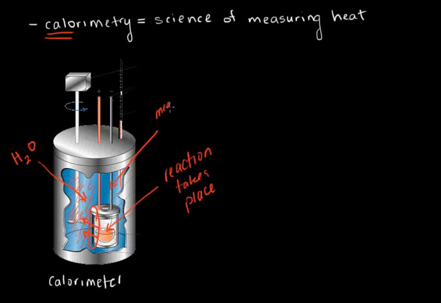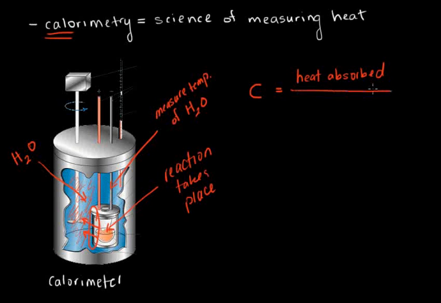And so to measure the enthalpy change of the reaction, or the heat produced by the reaction, we need to measure the temperature of the water. And the way we're going to do that is we're going to look at the amount by which the temperature of water increases with respect to the amount of heat added. And to do that, we're going to define a quantity, C, the heat capacity of water, or really of anything, is defined as the heat absorbed, which can be positive or negative, divided by the change in temperature.